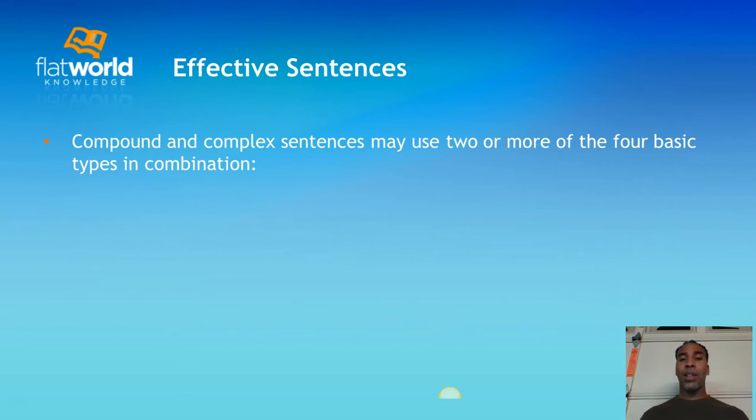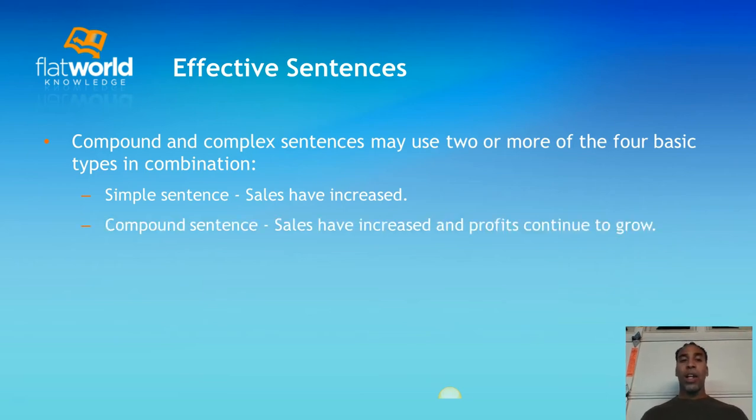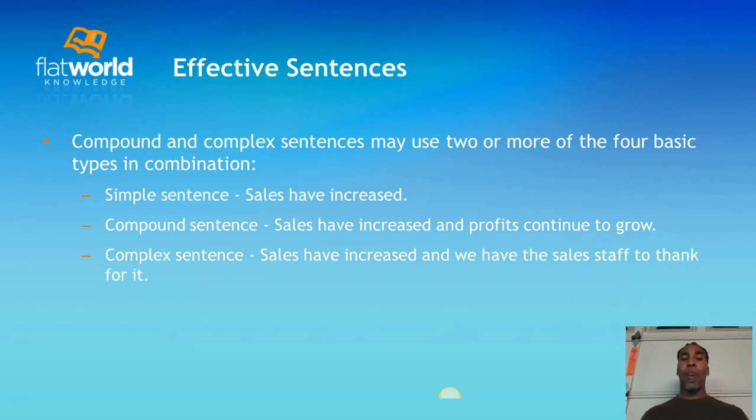Compound and complex sentences may use 2 or more of the 4 basic types in combination. And you'll see how these build upon each other. So simple sentence: sales have increased, right? That's a statement. Let's just say it's a fact. Compound sentence: sales have increased, and the compound is the and part, profits continue to grow. Complex sentence: sales have increased, and we have the sales staff to thank for it, right? This is why the sales have increased. We have the sales staff to thank for it.